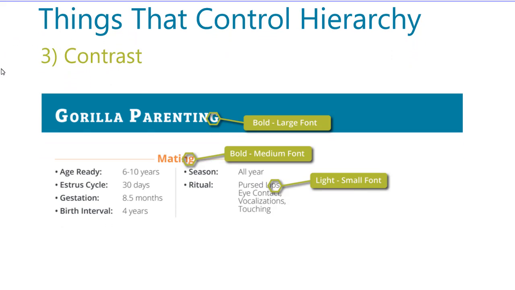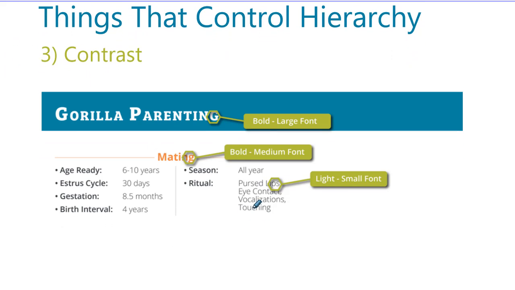The third thing is contrast. So if you increase contrast, you increase the hierarchy of items. So first of all, with the typefaces, we have a very bold, chunky font here. So that's going to increase the hierarchy of this title. And then we got a medium font. And then we got a light, thin font here. So this is going to be, again, the lowest on the hierarchy ladder.